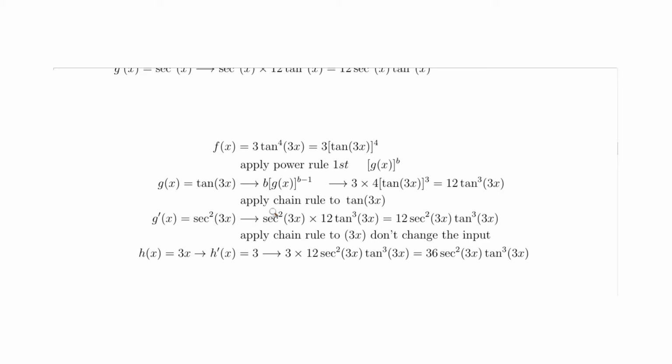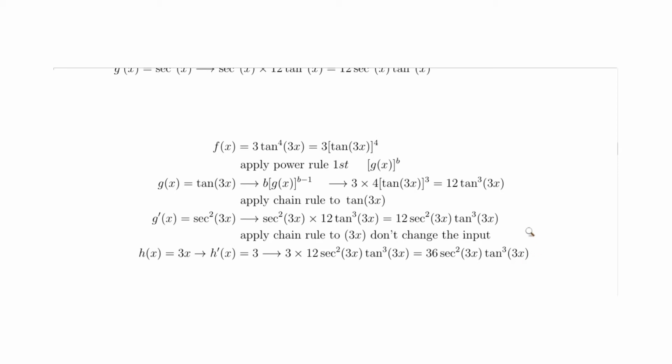Now we multiply secant squared by what we got after the power rule. The power rule gave us 12 tan cubed 3x. So we multiply that by secant squared 3x, which gives us 12 secant squared 3x tangent cubed 3x. But as we said before, we have to apply the chain rule to 3x. And again, don't change the input. The derivative of 3x is 3. So we multiply the whole thing by 3. So 3 times 12 secant squared 3x tan cubed 3x gives us our answer multiplied all together, 36 secant squared 3x tan cubed 3x.